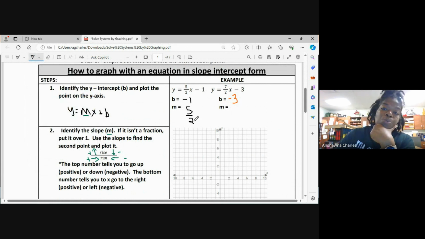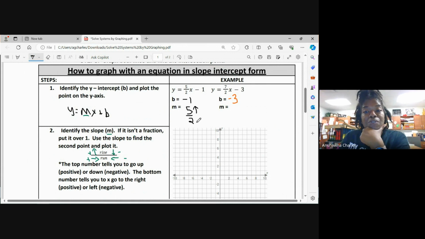So the top number is positive, so it's telling me to go up. The bottom number is positive as well, so it is telling me to go to the right. All right, so I'm going to start at B, which is -1 on the y-axis because it is the y-intercept, and make a point. Then I'm going to go up 5 and to the right 2. Up 1, 2, 3, 4, 5, and over 1, 2.